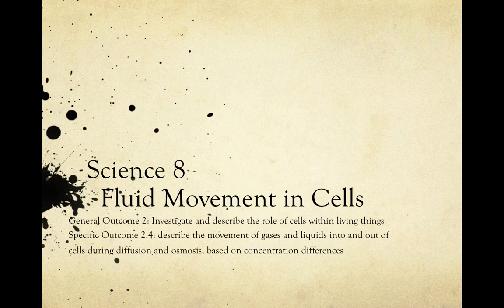Okay, so again, we're still working on unit 2, the unit on cells and cell systems. General outcome 2, we're investigating and describing the role of cells within living things. And specific outcome 2.4, we're describing the movement of gases and liquids into and out of cells during diffusion and osmosis based on concentration differences.